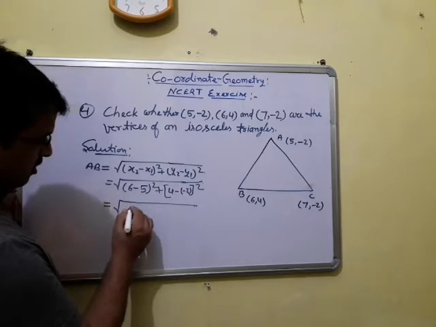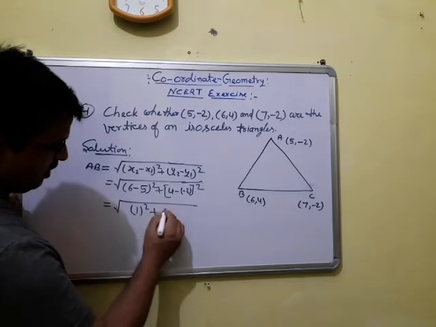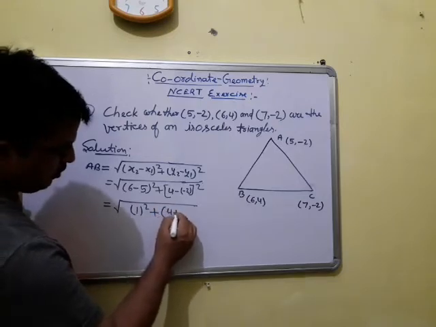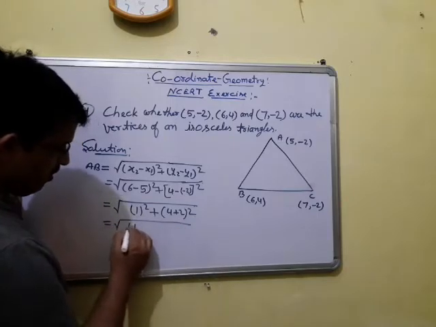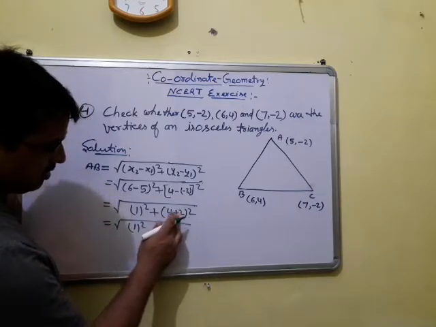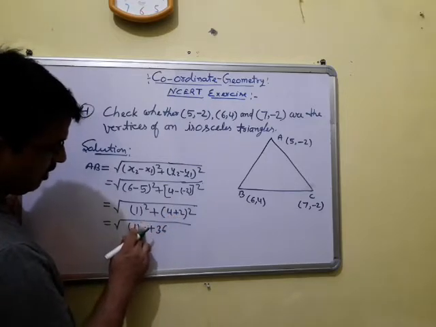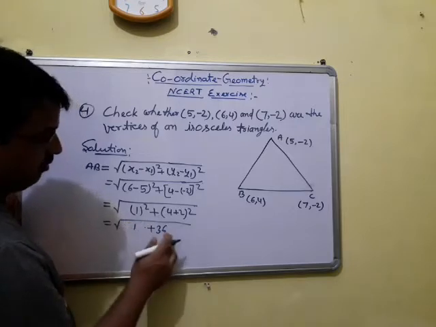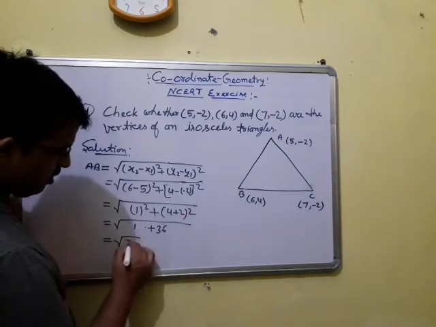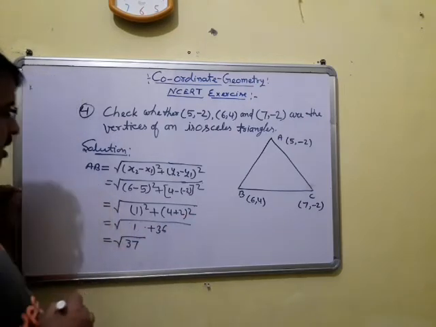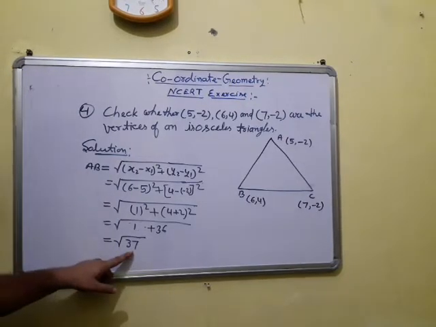Now solve this. We get 6 minus 5, which is 1, whole square, plus 4 plus 2 whole square. Now the next step: 1 whole square and 4 plus 2, that is 6, whole square, equals 36. 1 square is 1 and 6 square is 36. So we find under root 37. AB's value is under root 37.